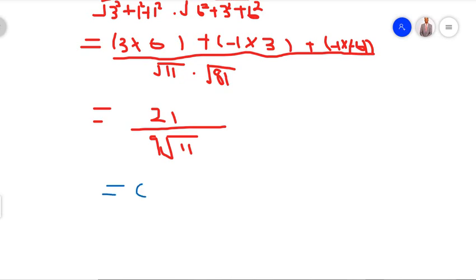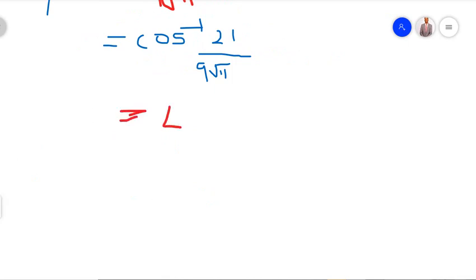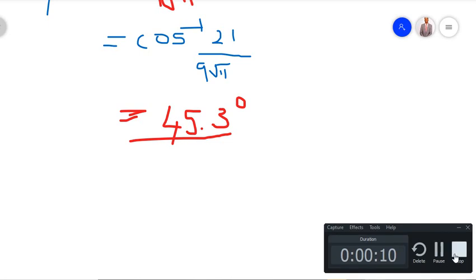Now if we further simplify it, we are going to get 21 over 9 root 11. It's now arc cos of 21 over 9 root 11. Since it was cos theta is equal to this expression, it's now arc cos. We can also use a calculator to calculate this. It's now 45.3 degrees.